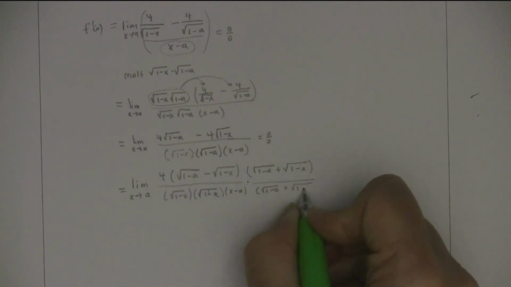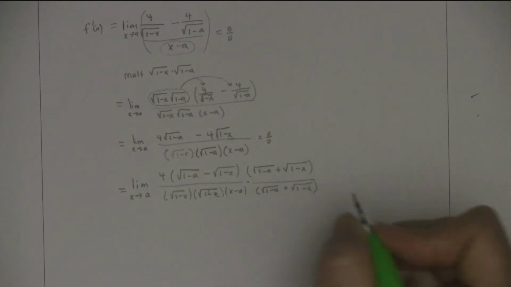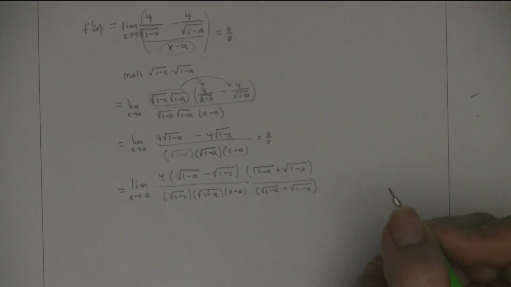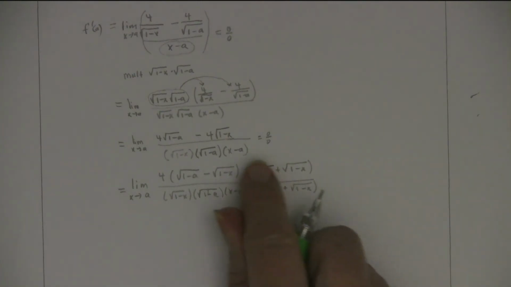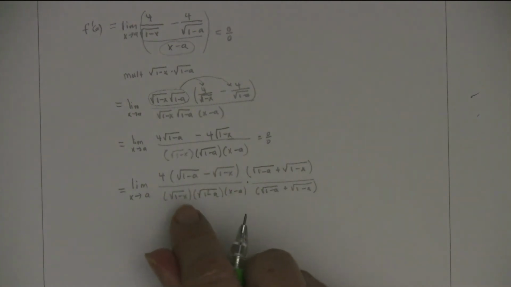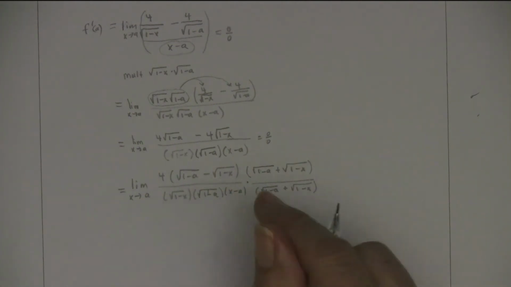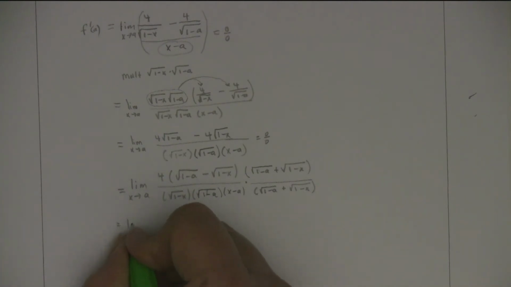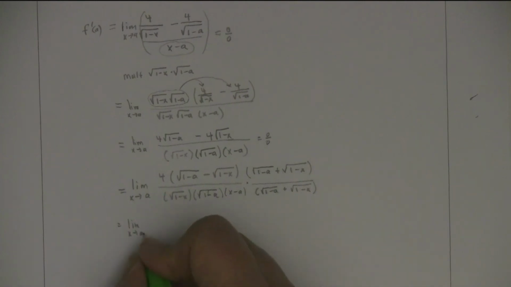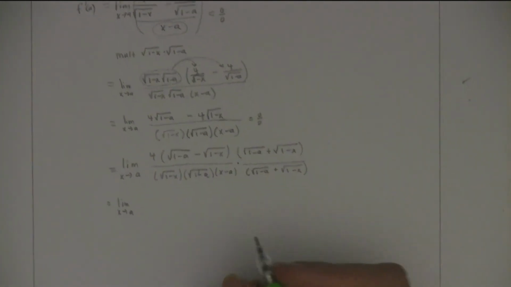So I'm multiplying by the conjugate. And remember, I want to cancel the x minus a, so I'm not really going to physically multiply on the bottom, but I am going to multiply on the top. And what I'm hoping for in the top is an x minus a. So here I am. I have not found my limit yet, so that's why I am still writing my limit.